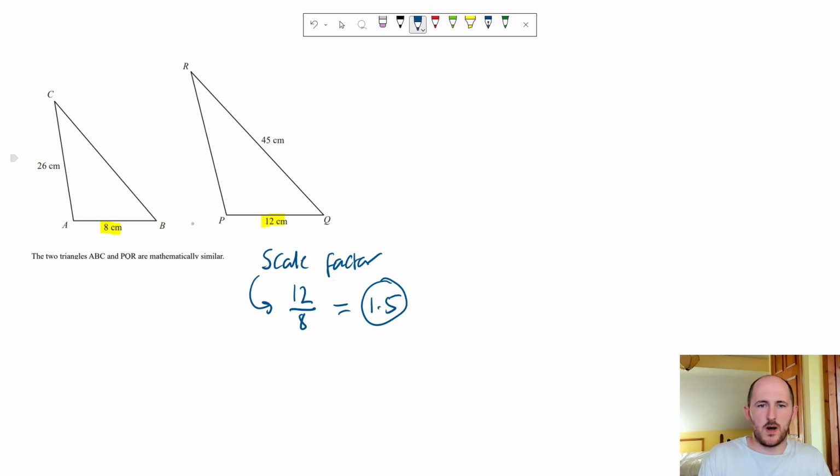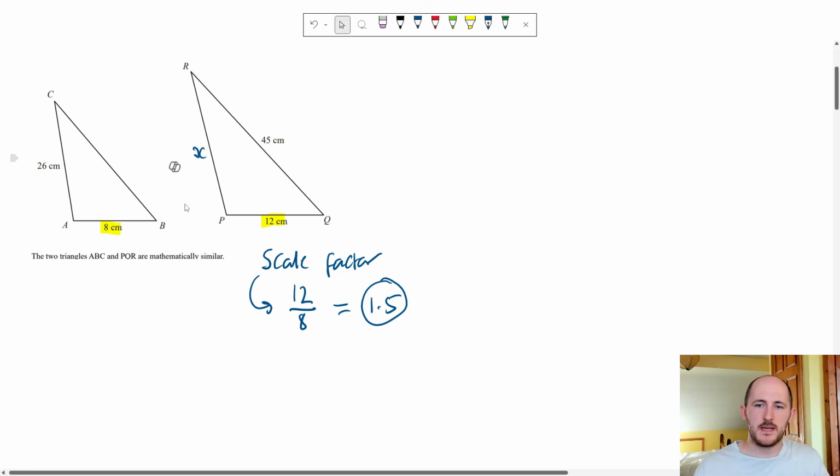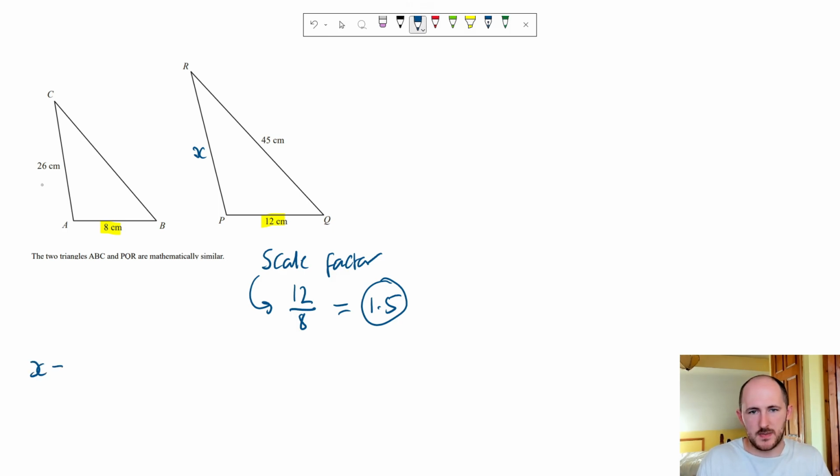So if we wanted to work out the side RP, let's call that X for example, all we would need to do is take the corresponding side on this triangle and multiply it by 1.5. So X would just be equal to 26 times 1.5, which if you type it on your calculator should give you 39.